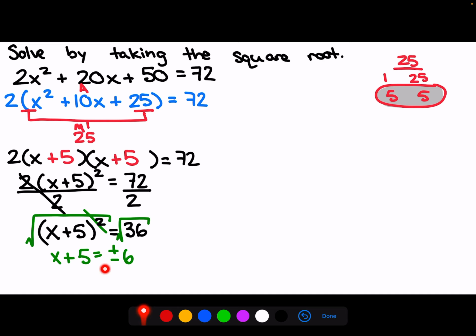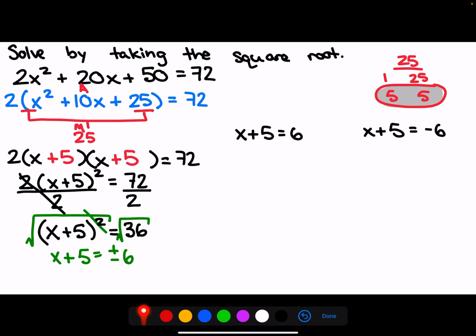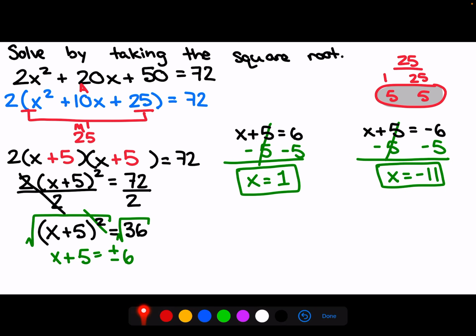Now I can set up my 2 equations. And again, when I divided by 2, that gave us a perfect square, so we knew that we were on the right track. From here, I have x plus 5 equals 6, and x plus 5 equals -6. Solving for x, we get x equals 1 and x equals -11. And those are our 2 answers.